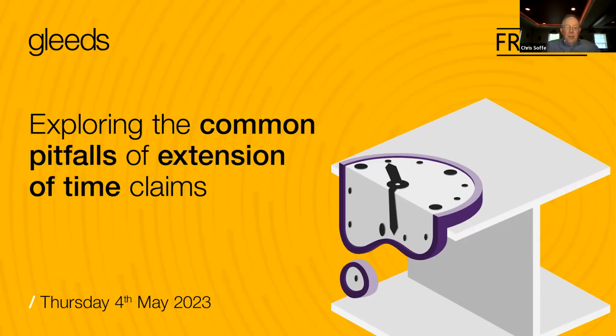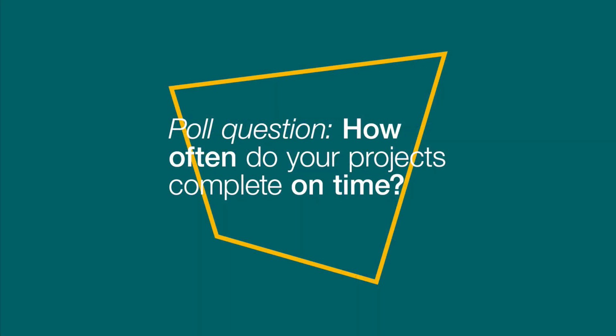So before I introduce today's panelists, we're going to have a poll. The poll is, how often do your projects complete on time? Never, rarely, sometimes, usually, or always? Be interesting to see what we get back over the next minute or two. This, of course, all plays into the 840 years and the 16.5 months for average delay.